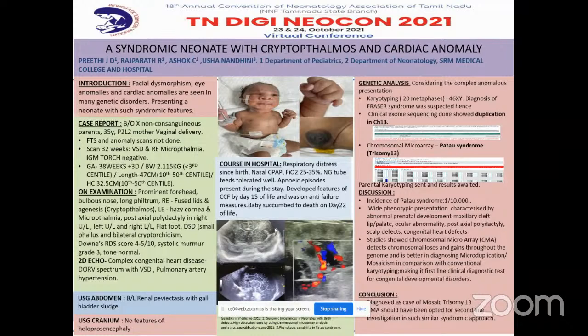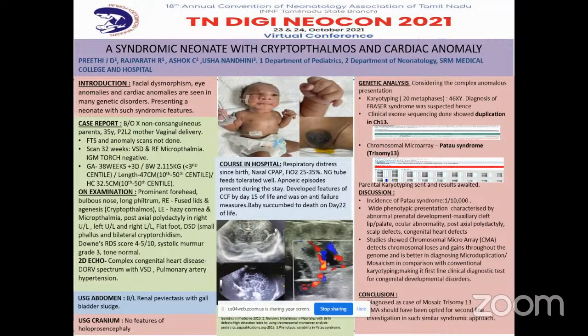Hence, we did a clinical exome sequencing, which showed microduplication in chromosome 13. Then, to confirm the diagnosis, we did a chromosomal microarray, which confirmed Patau syndrome, trisomy 13. Karyotyping for both the parents has also been sent, and the results are awaited.